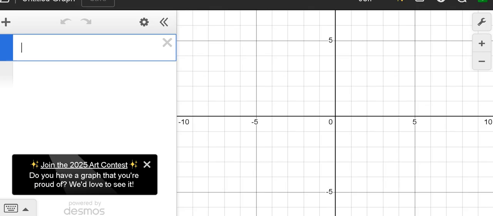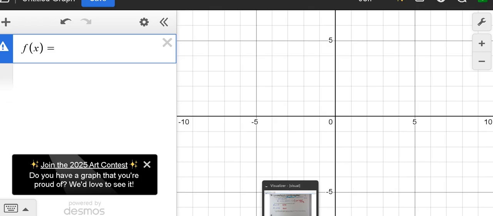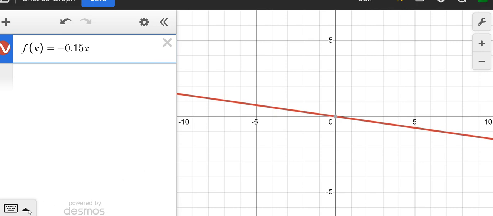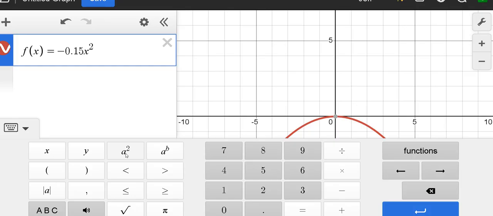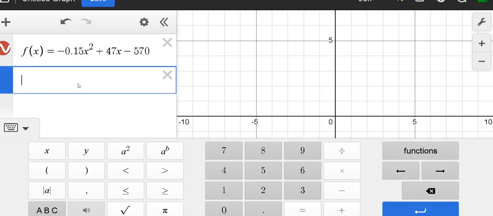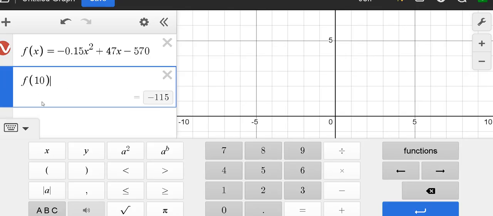So you can actually type in our function, type in f(x) equals, and then type in the function negative 0.15x squared. You can get the squared key by hitting the Shift 6 key, or if you pull this up, it gives you a little pad that you can type in things. Negative 0.15x squared plus 47x minus 570. So something like that. And then if I wanted to find, say, f of 10, there you go. There's your f of 10.